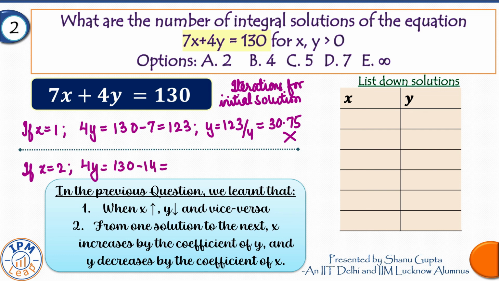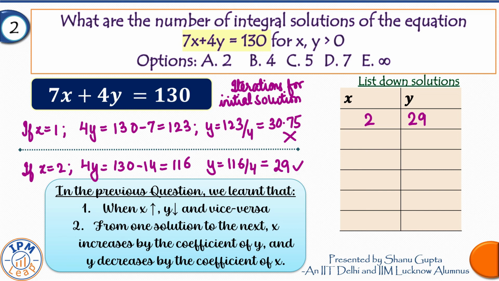For x is equal to 2, y is equal to (130 minus 14) upon 4. 116 upon 4 is 29. Great, we have a solution here. X is equal to 2 and y is equal to 29.